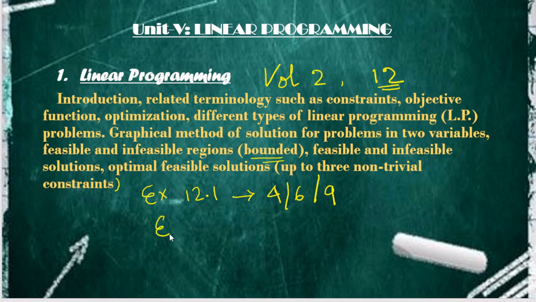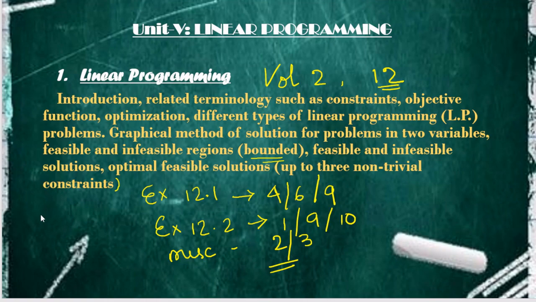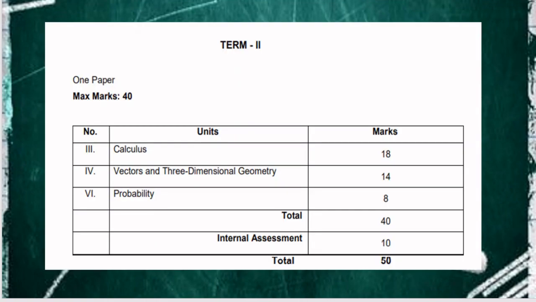And in exercise 12.2, question number 1, question number 9 and question number 10 has been removed. And in miscellaneous exercise, question number 2 and 3 has been removed. So this is for our first term.